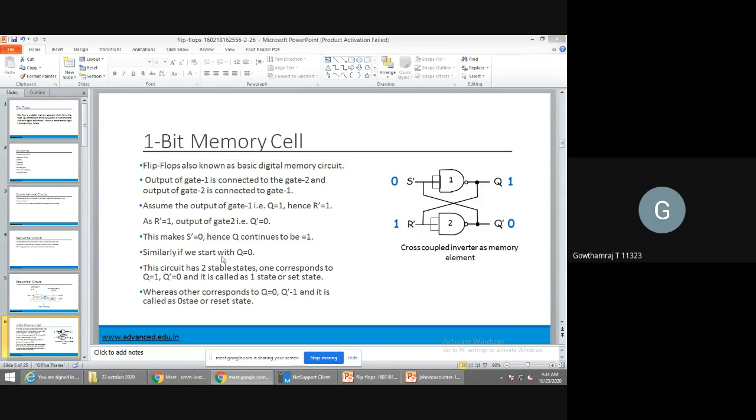So latch and flip-flop are the basic elements of a sequential circuit. Inside the latch or flip-flop, you have either NAND gates or NOR gates.